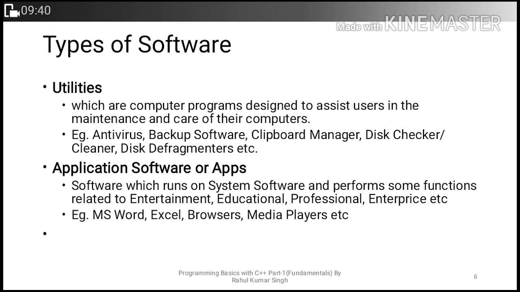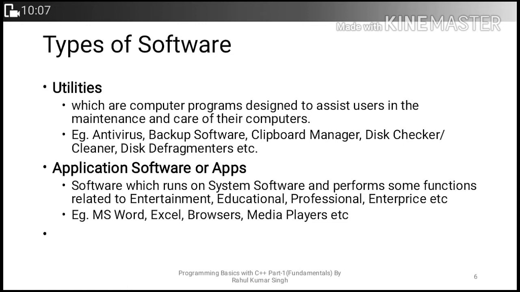Okay, all of these are part of system software, which is called utilities. Then application software, or apps, which we use frequently. The apps, or application software, run on system software like an operating system to perform functions related to entertainment, educational, professional, or enterprise purposes, etc.